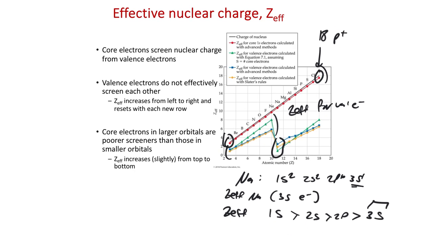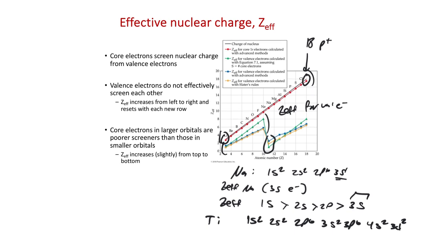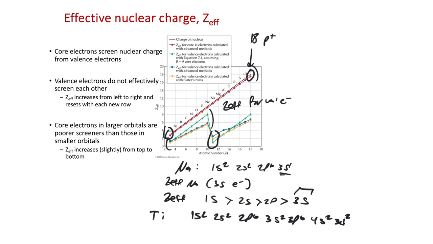This might get a little off topic, but let's jump up to titanium real quick: 1s2, 2s2, 2p6, 3s2, 3p6. Remember then we go 4s2, 3d2, because titanium is two across into the transition metal group. Which of those do you think experiences the greater versus lower effective charge? Which of titanium's electrons experiences the overall least positive charge from the nucleus? Probably the largest orbital, which is the 4s.